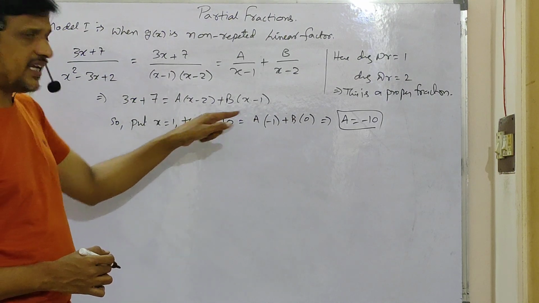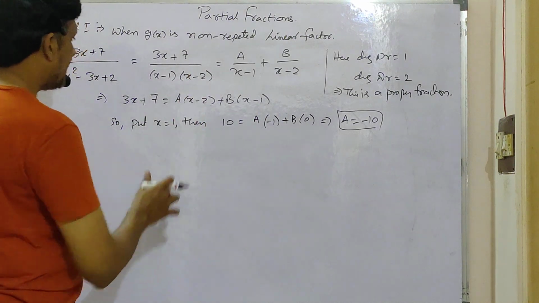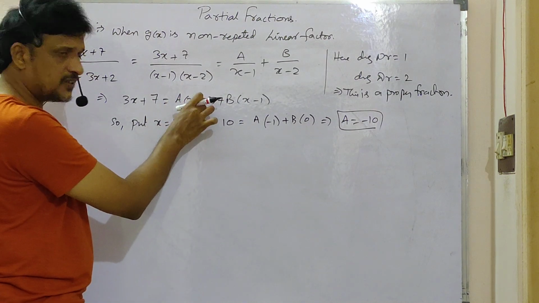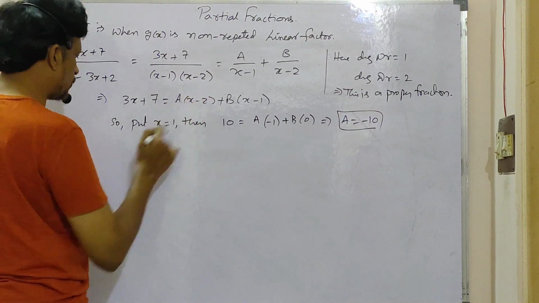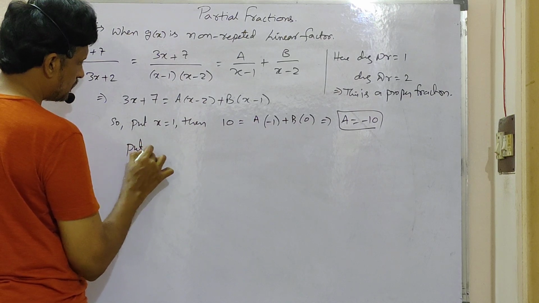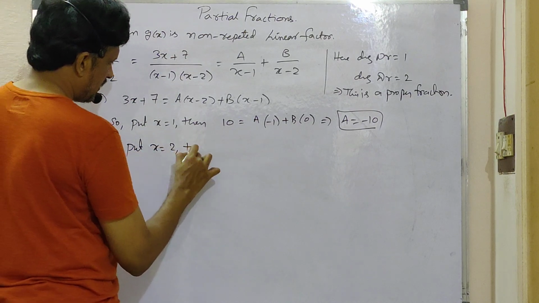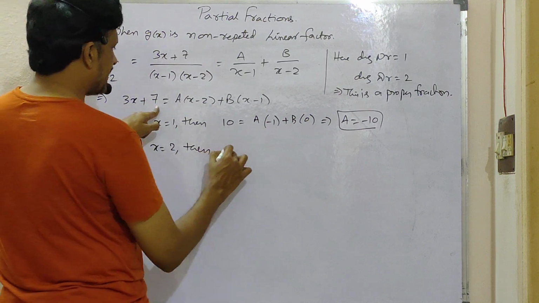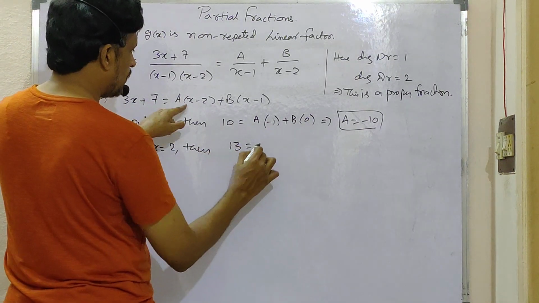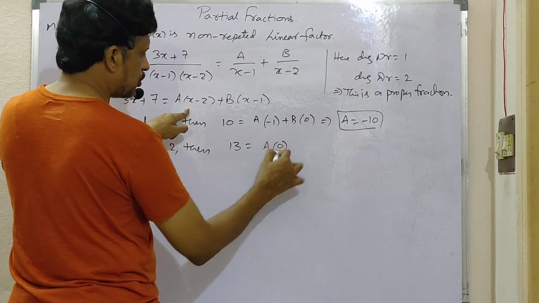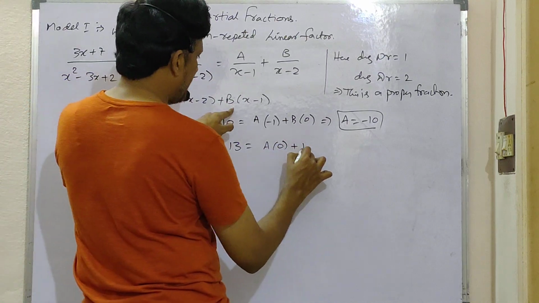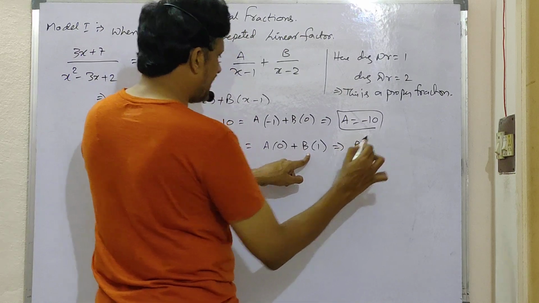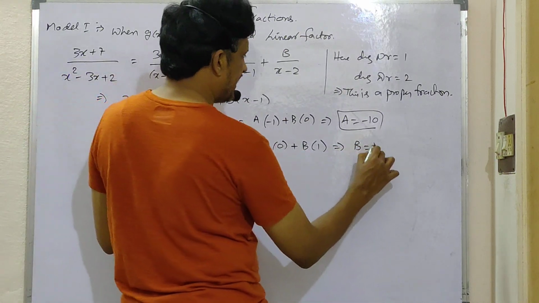Now calculate B. So eliminate A. To eliminate A, the factor x minus 2 should be 0. This is possible only when x is equal to 2. So put x equal to 2. Then 3 into 2, 6 plus 7, 13 is equal to A into (2-2), 0, plus B into (2-1), which will be 1, 1 into B. So the value of B is equal to 13.